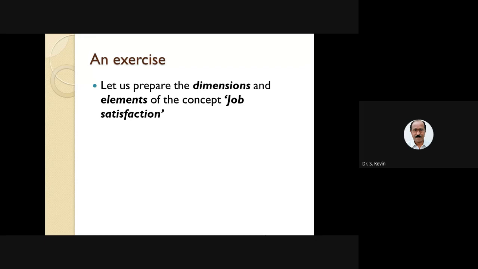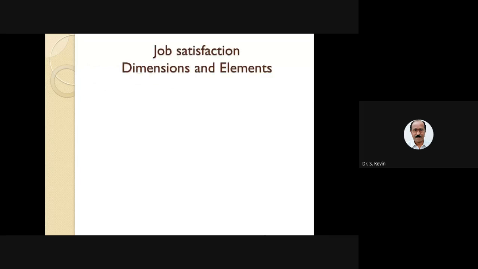Here we don't do an exercise because it is an online class. I will show you so that you can slowly understand the concept, dimensions, and elements. Let us see. Job satisfaction, that is a concept. That concept has dimensions and elements. So we will take the first dimension. The first dimension is work. So job satisfaction means first, what is the work involved? Because job means some work is involved there.